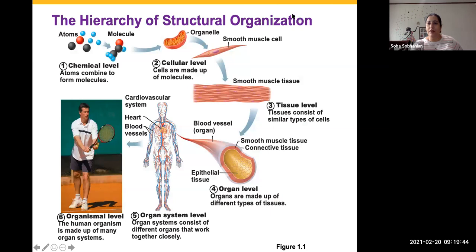Here's a picture of what that looks like, guys. So again, atoms and molecules for chemical level. For cell level, they have organelles. I'll talk about that later on, but we're just gonna focus on cells. Cells form your tissue. Tissue makes your organ, like a blood vessel. Organ forms your organ system, and organ system makes your full organism.